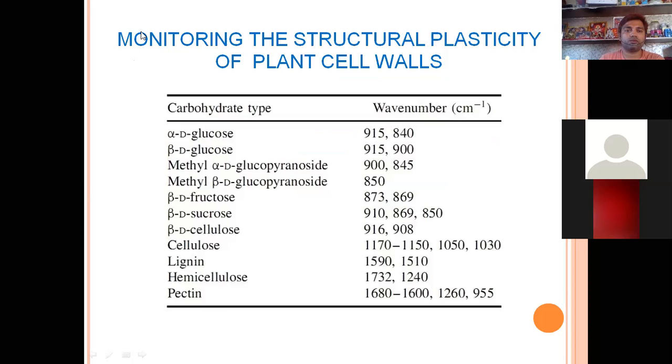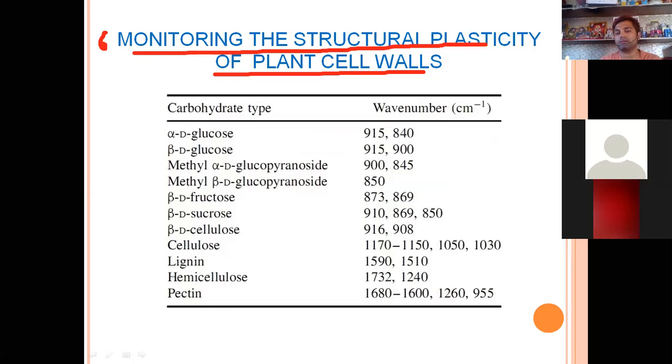The sixth one: IR spectroscopy is used for monitoring the structural plasticity of plant cell walls.